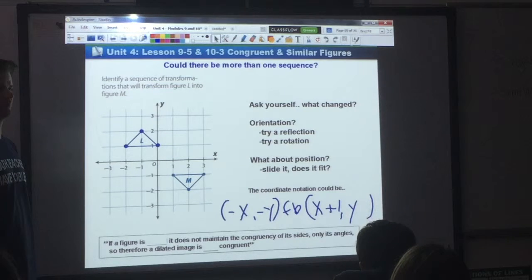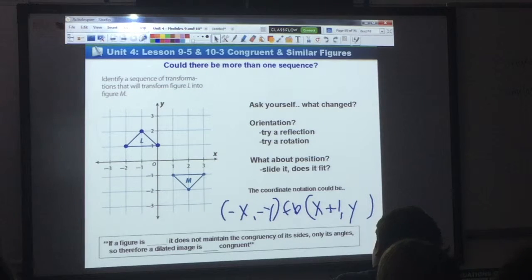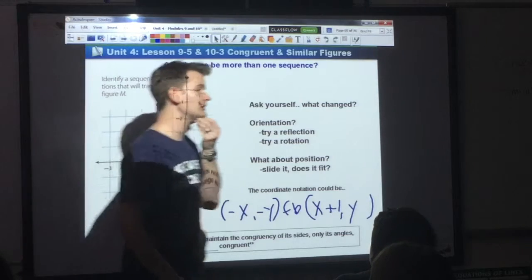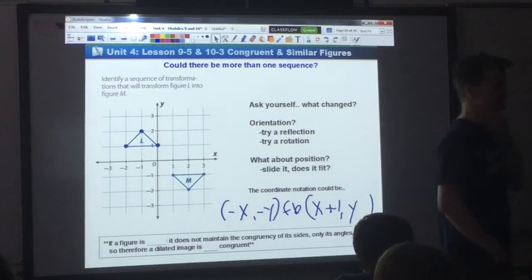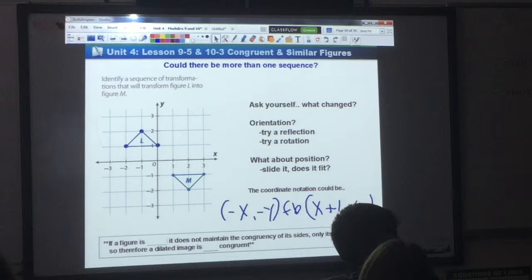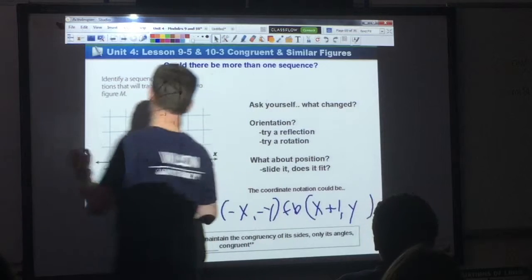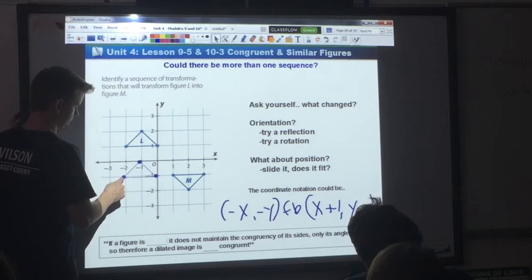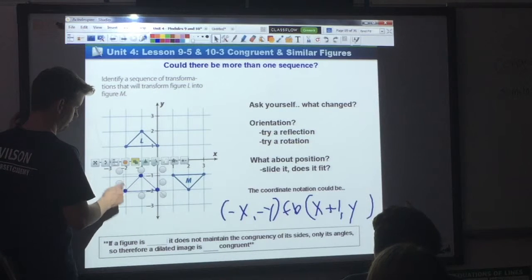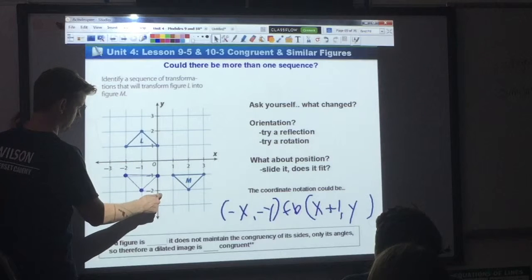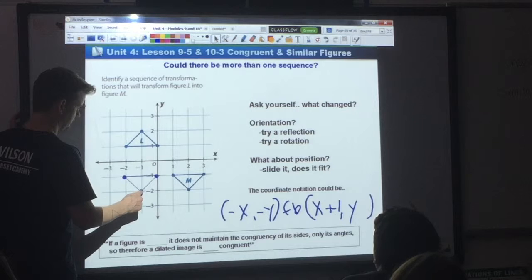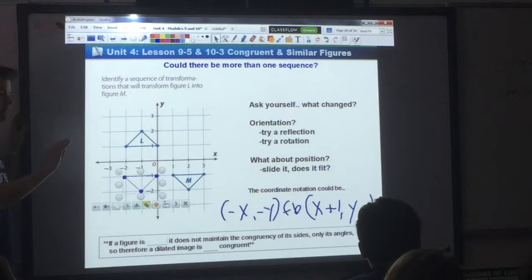180. Well, we don't flip 180. Remember, flip is a reflection. Turn is a rotation. So we already did the 180 turn, right? So what if we tried flipping it across something? What can we flip it across to fix that orientation? The x-axis. Let's try that. If we flip this across the x-axis. Hey, what do you know? That would have worked. And then one more move to finish it off.